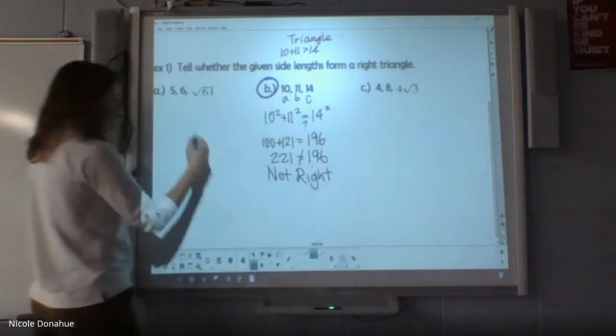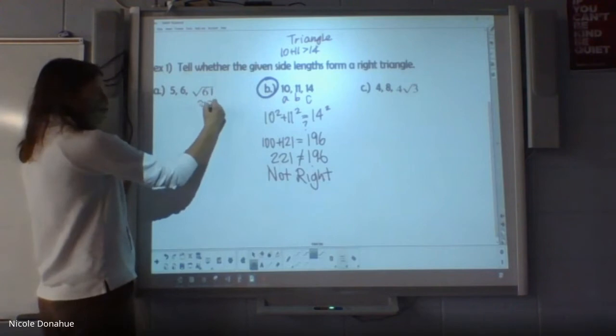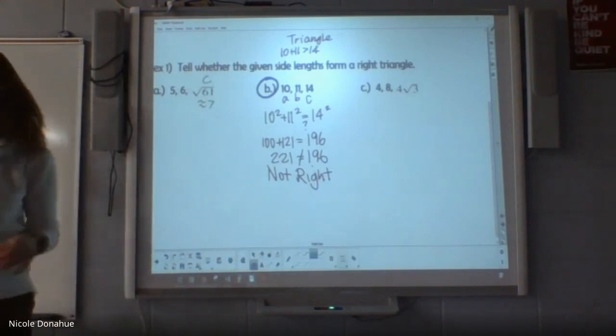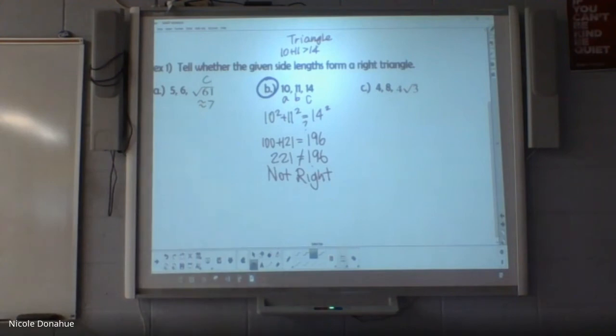So we can check, this is about 7. So this is going to be our C, 7 point something, right? So we're going to check and see, does this form a right triangle? So then we have our A and B.